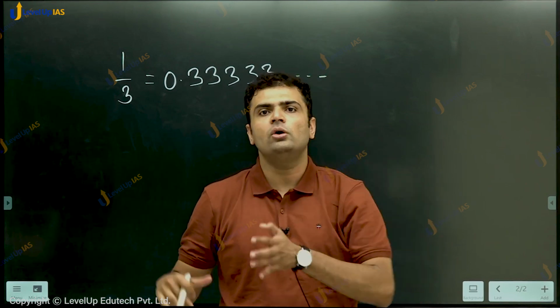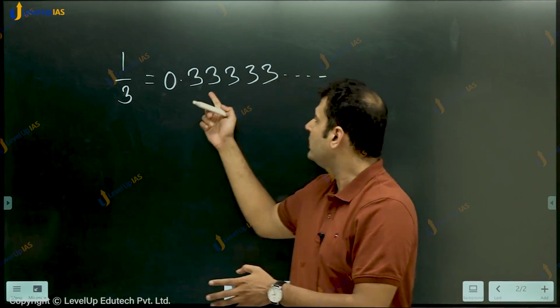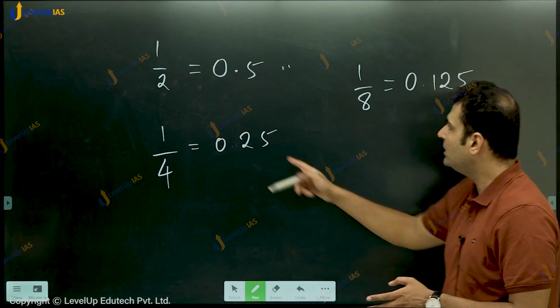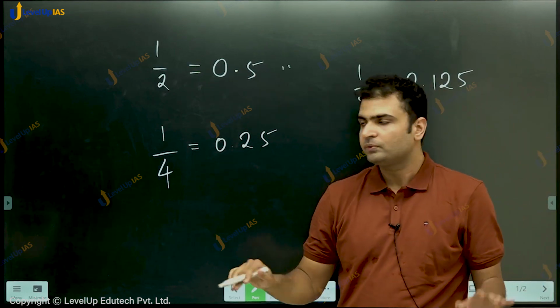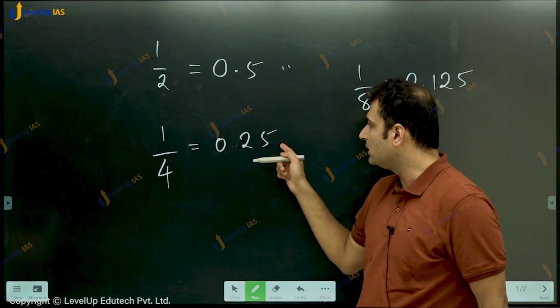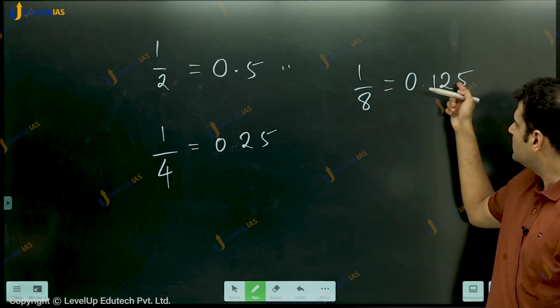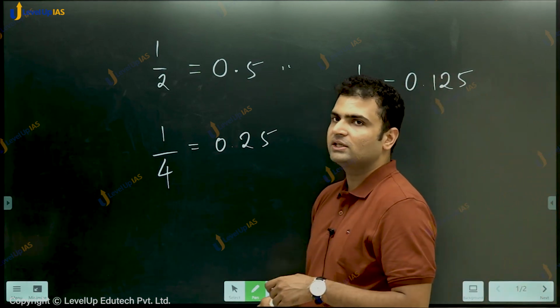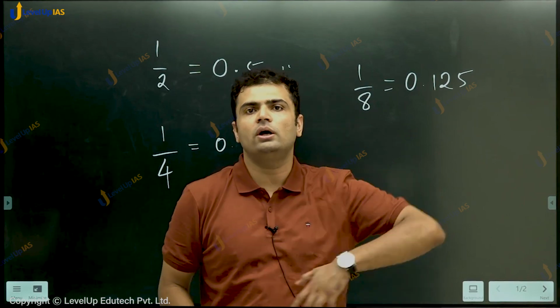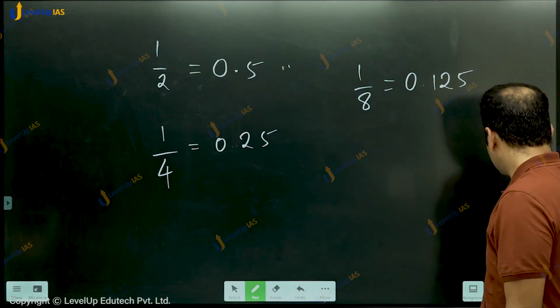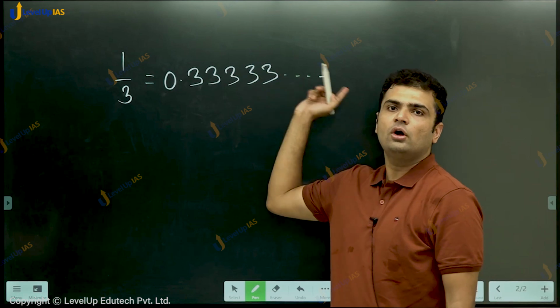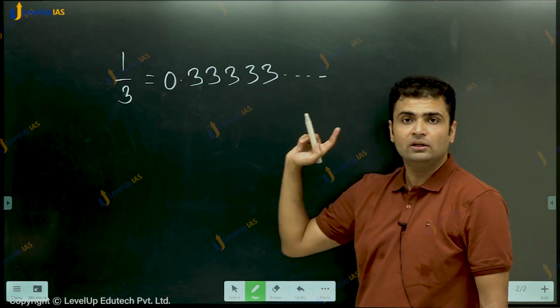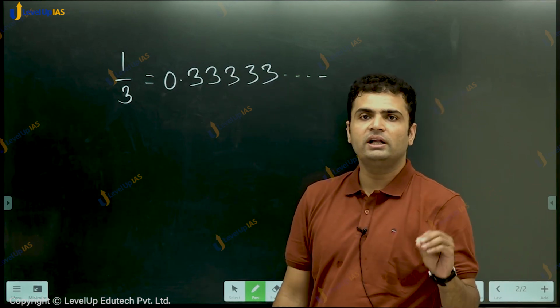Terminating fractions are the ones that terminate, where infinitely many digits do not come. Here 0.5 ends, 0.25 ends. There is nothing repeating now. 1 by 8 is 0.125, ends. So whatever fraction ends somewhere is called a terminating fraction. Here it does not terminate, it goes on and on and on. So it is a non-terminating fraction.